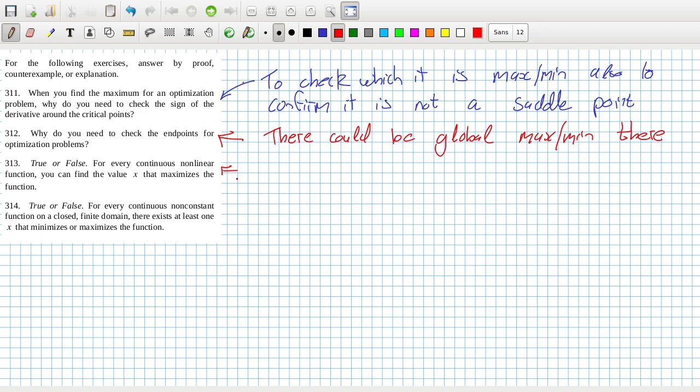True or false, for every continuous nonlinear function you can find an x that maximizes or minimizes it. I guess kind of false, I suppose, because if you have a function like f(x) equals e^x, then there is no real number x that maximizes it.